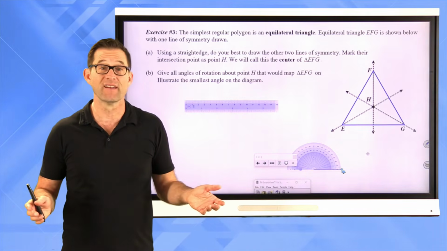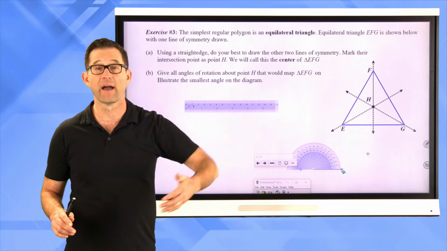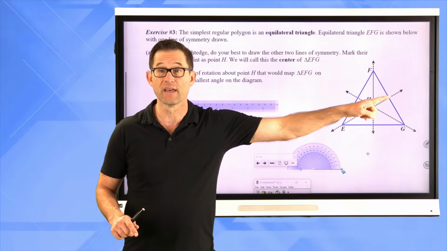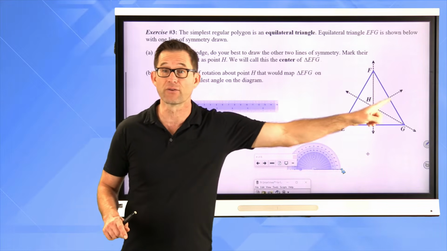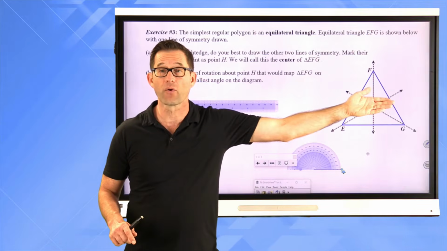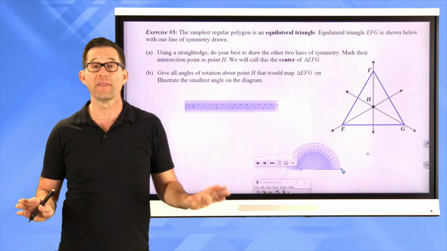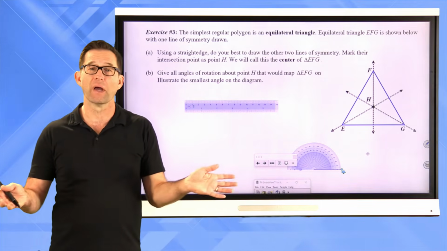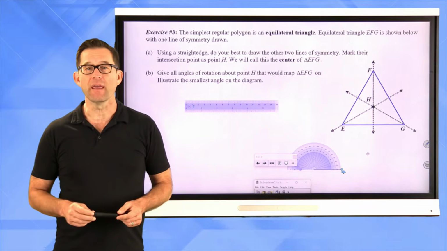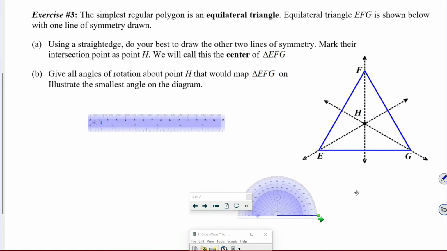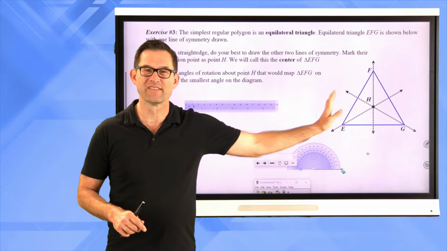It has to be, because if it's not, when you flip it across that line, then, let's say this dashed line wasn't the perpendicular bisector of FG, then when I reflect across that line, F wouldn't map to G and G wouldn't map to F. So it's got to be that perpendicular bisector. All right, that being said, now letter B: give all angles of rotation about point H that would map triangle EFG onto, it should say onto itself, but it actually got covered up by the graphic there. I apologize for that. So it should say onto itself.